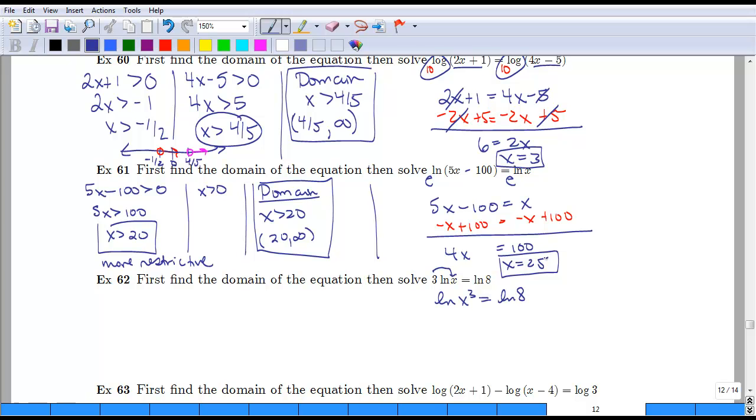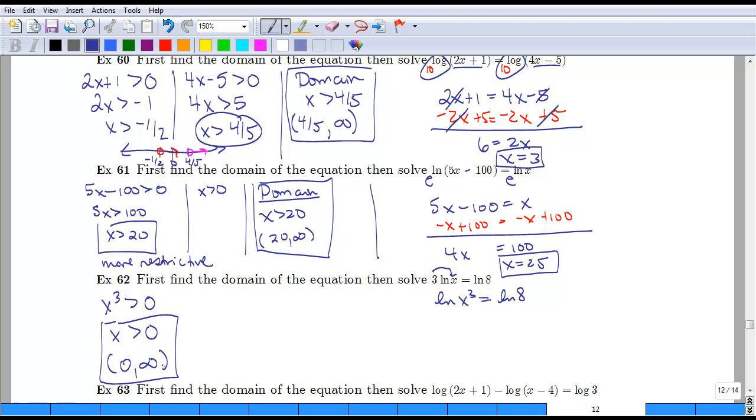Again, we want to make sure we find our domain first. So x cubed has to be greater than 0, which means that x has to be greater than 0. So that's our domain in this case. Again, if you want to write it in interval notation, that is our domain.